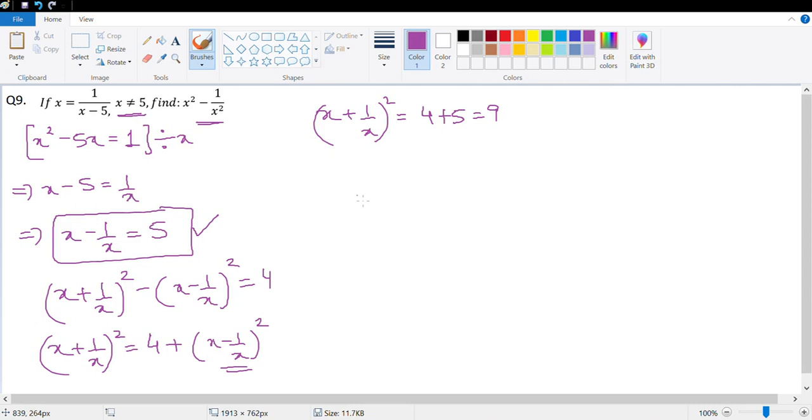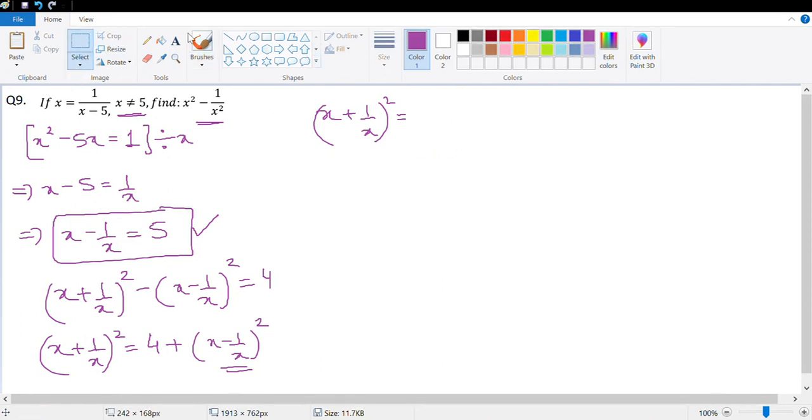Have I made some mistake? No, x plus 1 upon x the whole square minus x minus 1 upon x the whole square is equal to 4. That's correct. So this is 4 plus 5. Why did I write 5? That's where the mistake is. This is not 5. This is 5 square. Yes, that's why I was surprised.